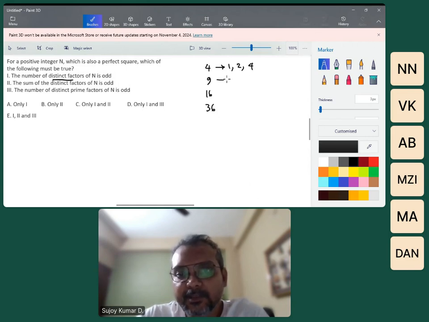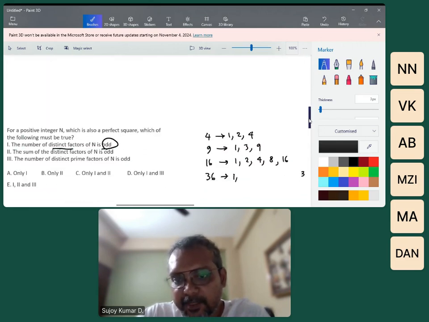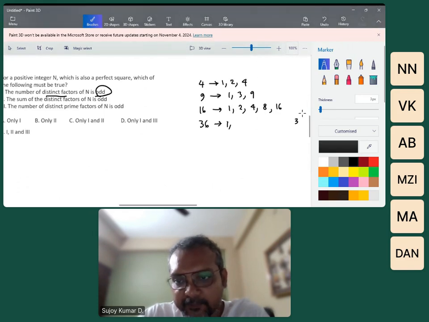Three of them. Let's try with 9. 1, 3, 9. Three of them again. Odd in each case. 16: 1, 2, 4, 8, 16. We have 5, so that's odd. 36. All right, so a long one. 1 times 36 will be 36, right? So write 36. This way, you don't have to keep writing everything till the end. You keep on matching. Then 2, 2 times 18.